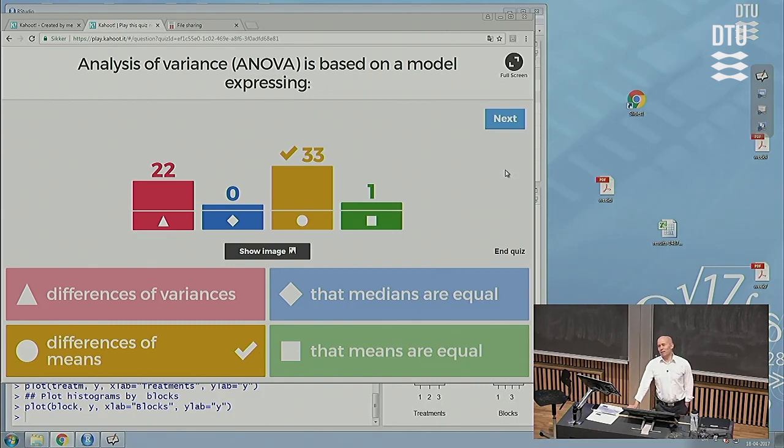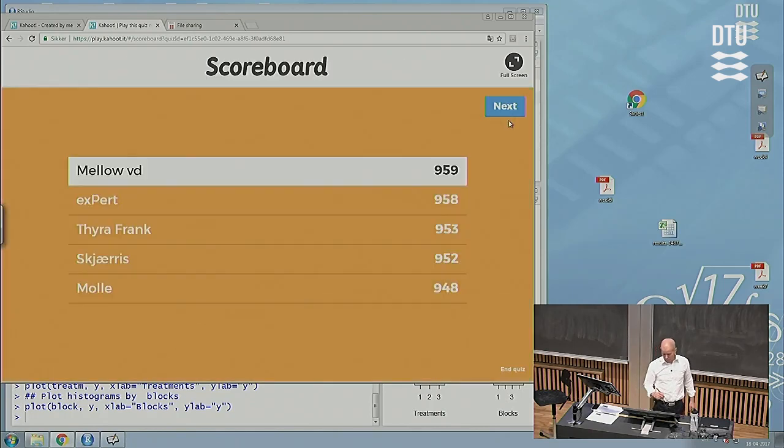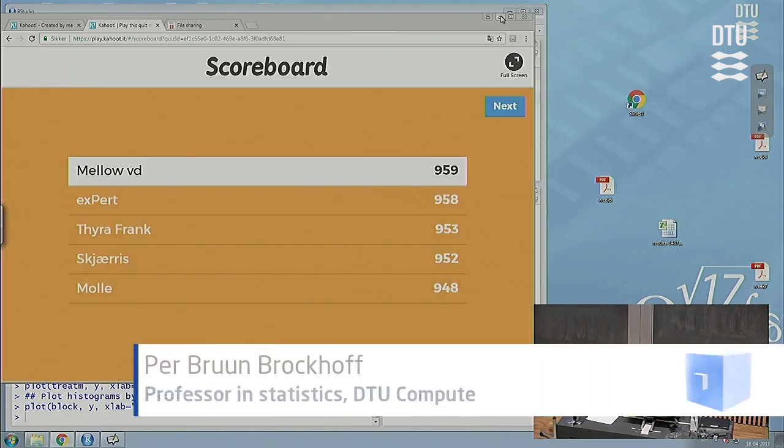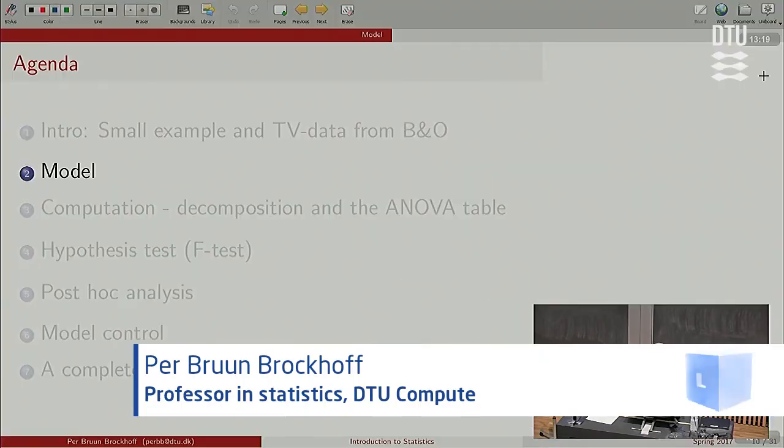Whereas I last time expressed a certain understanding of you choosing that answer, I would have expected you not to choose it this time. The basic purpose of analysis of variance is based on a model expressing that means are different, because we want to compare the means. So let's have a look.